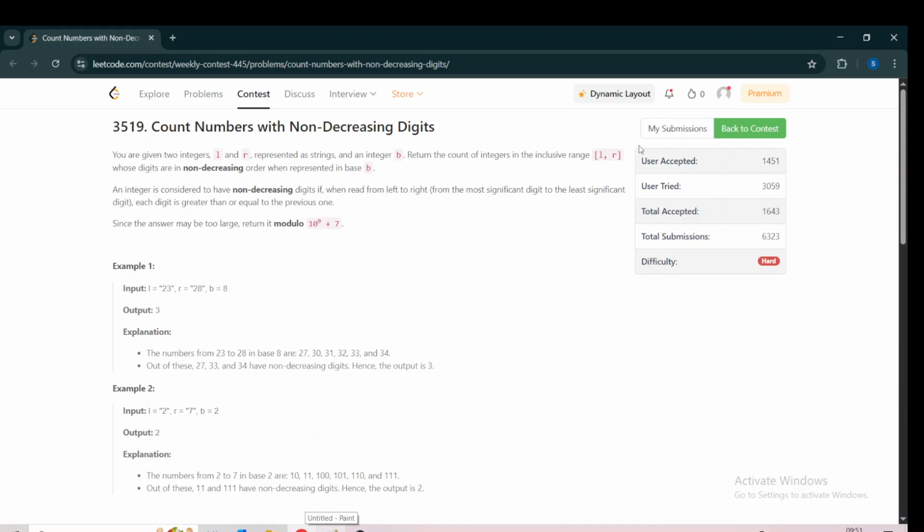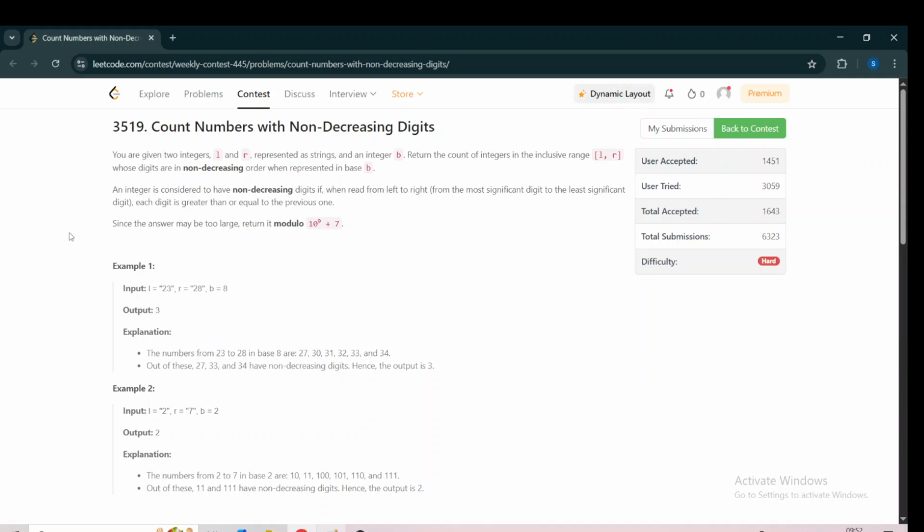Hello everyone. Today I am going to explain the last problem of LeetCode Weekly Contest 445, which is count numbers with non-decreasing digits. So what is the problem? We are given two integers L and R represented as strings. We have to find the count of integers in the inclusive range L to R whose digits are in non-decreasing order when represented in base B.